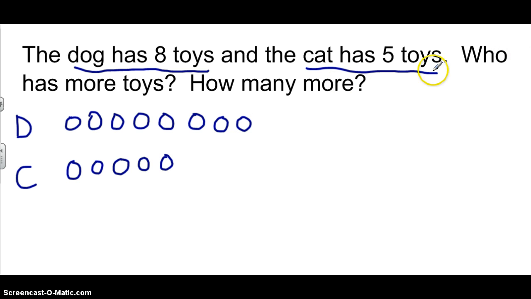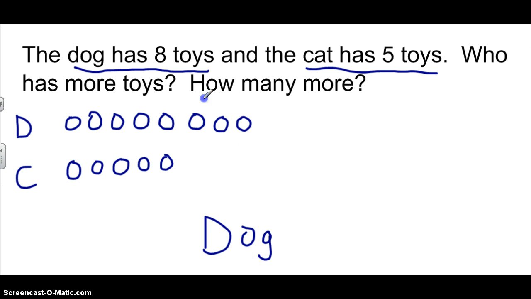The first question asks, who has more toys? Well, by looking, who has more, the dog or the cat? You're right if you said the dog. The dog does have more. 8 is more than 5. So the dog has more.